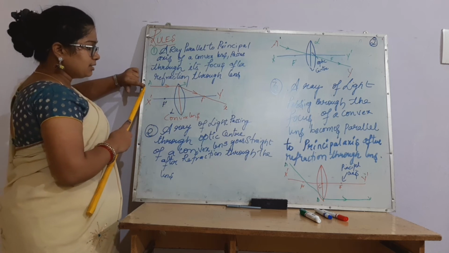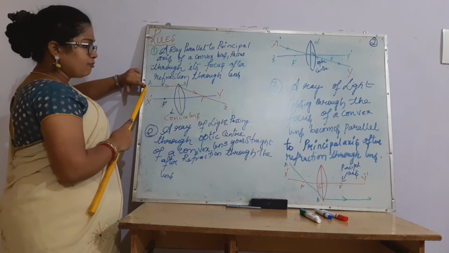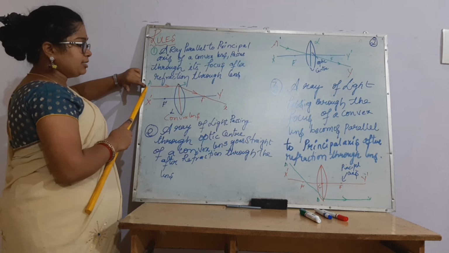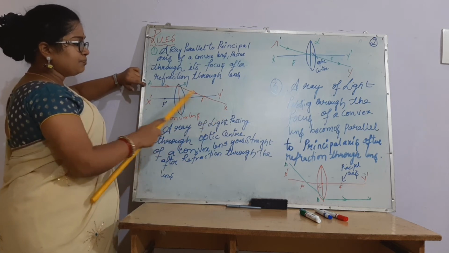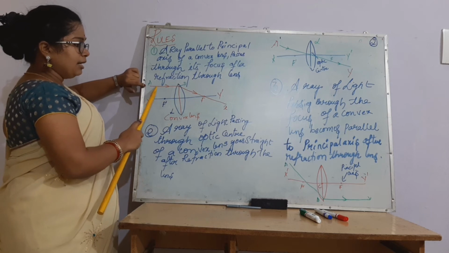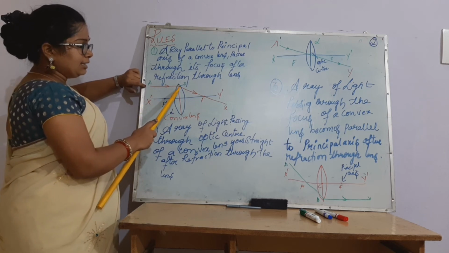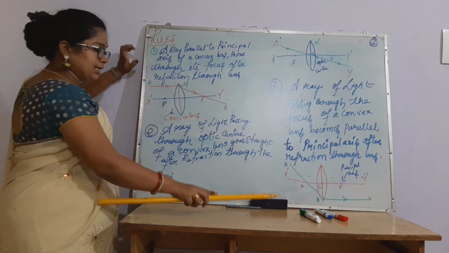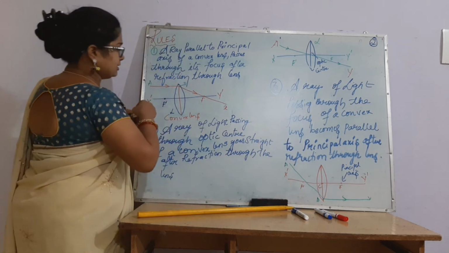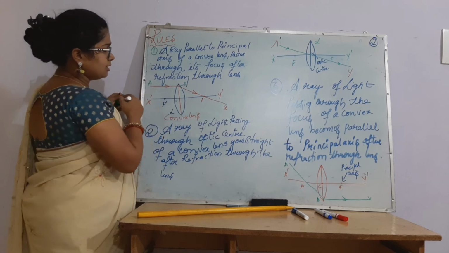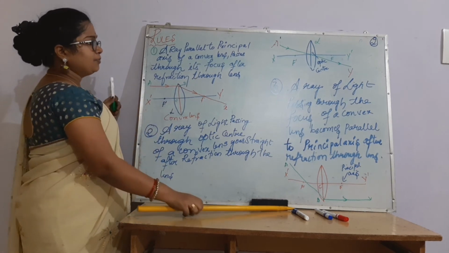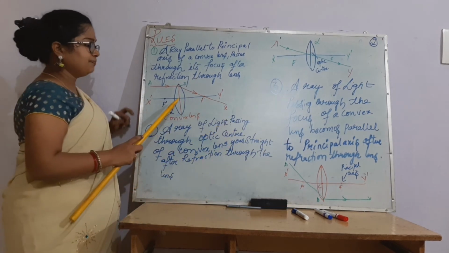See here, a ray is coming from some object. This is the ray A D, isn't it? So A is a ray, it is passing at D, at this surface. This is C, the optic center, as I said, you already saw. C is nothing but the optic center.